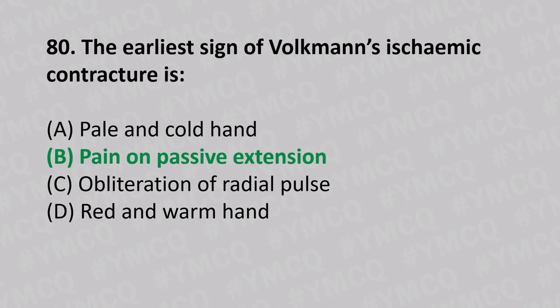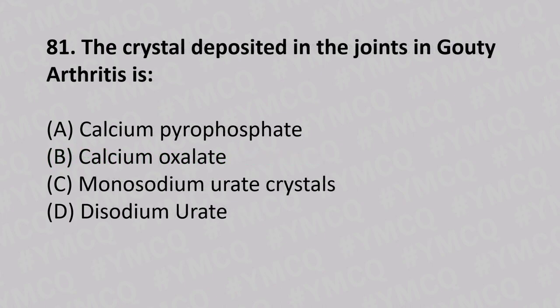Moving to our 81st question. The crystal deposit in the joint in gouty arthritis is Option A, calcium pyrophosphate. Option B, calcium oxalate. Option C, monosodium urate crystals. Option D, disodium urate. And the answer is Option C, monosodium urate crystals.